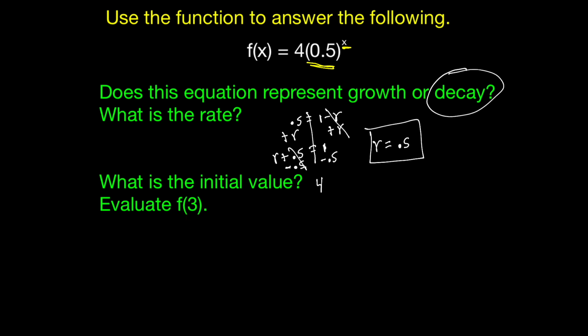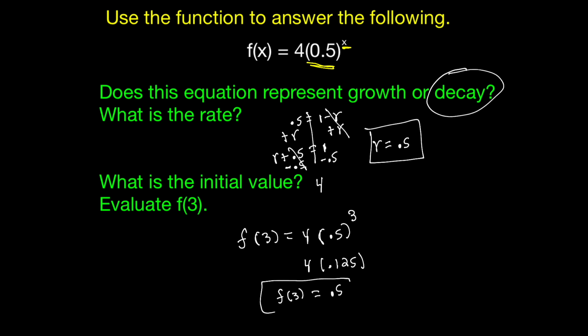Finally, I'm going to evaluate f of 3. Everywhere I see an x, I'm going to replace it by a 3, and then I'm going to simplify. So f of 3 is equal to 4, quantity 0.5 raised to the third power. Now 0.5 to the third power, that's going to be 0.125. And then 4 times 0.125 is just going to give me 0.5. So f of 3 would equal 0.5.